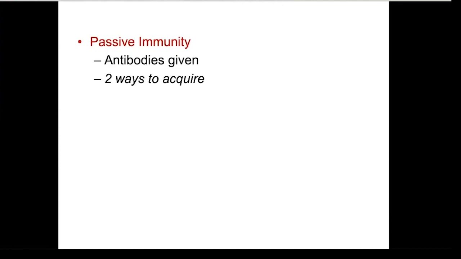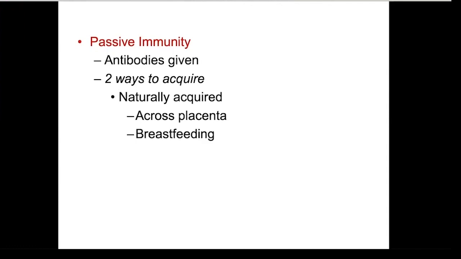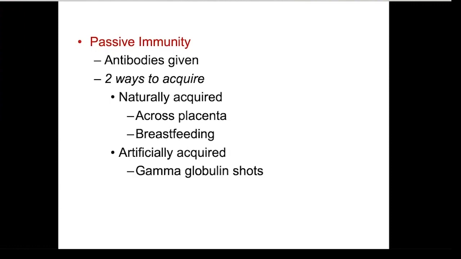There are two ways to acquire passive immunity: naturally acquired, and this can occur across the placenta. Mother can provide these antibodies to the fetus across the placenta, as well as breastfeeding. So you have antibodies in your breast milk, and the infant then will have some protection. Or artificially acquired, and this is when you get a shot.